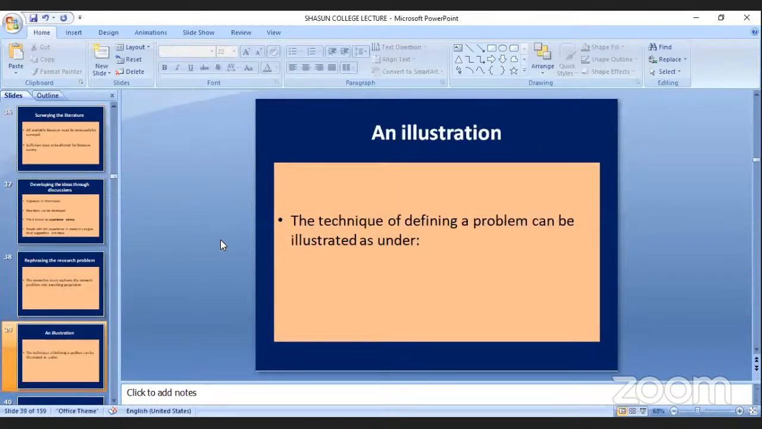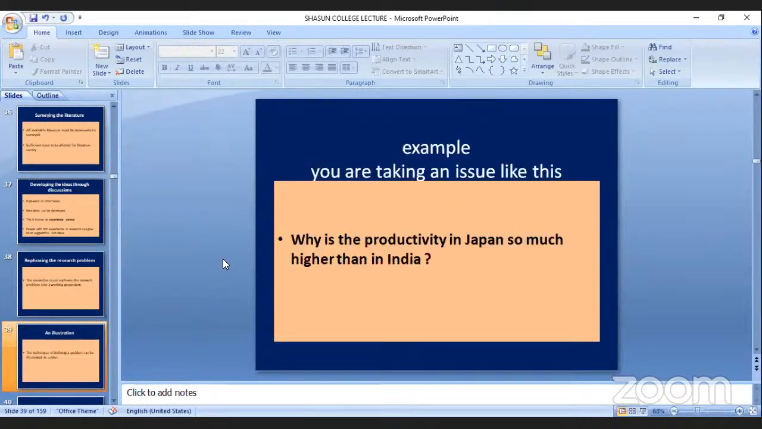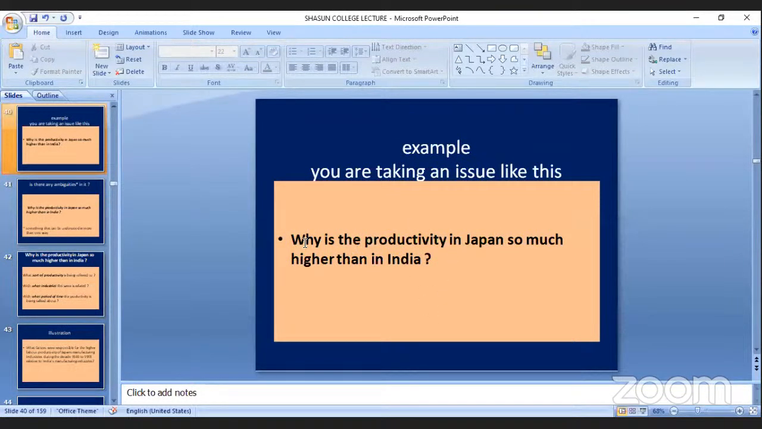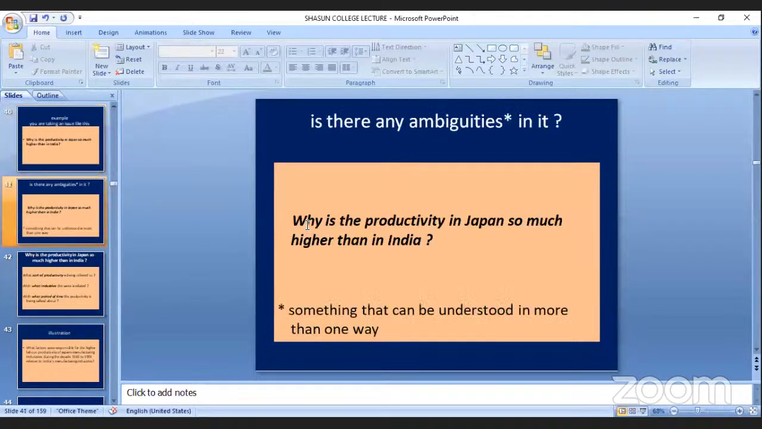Now I'll just show you an illustration here, an example. Just tell me whether we can take up a topic like that. Say, for example, this is an issue: Why is the productivity in Japan so much higher than in India? Now you want to take up research work regarding this. Whether this kind of research work can be taken, I'm just asking you all a question. So you are taking an issue like this. When you take it like this, what is that? I'll show you the next one, you will understand.